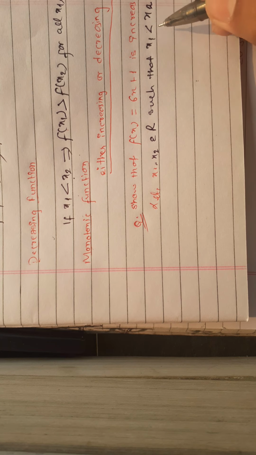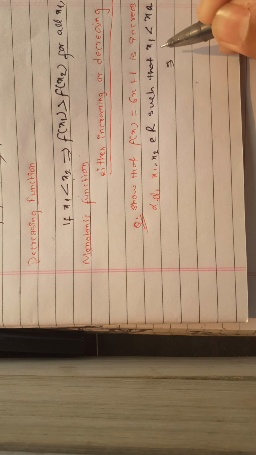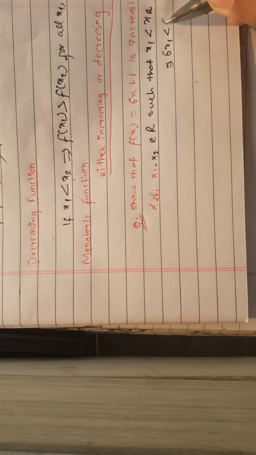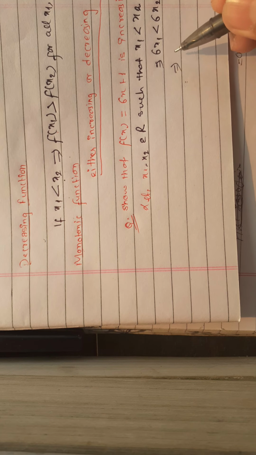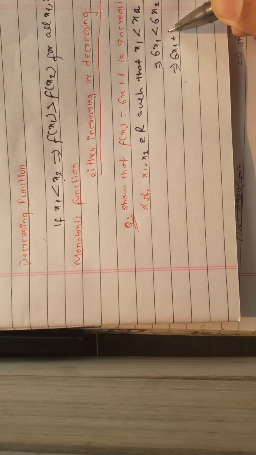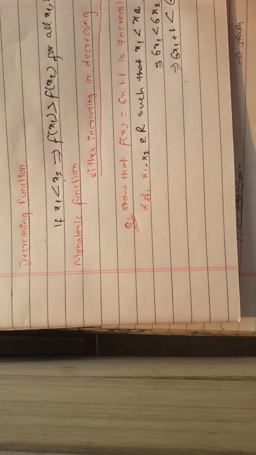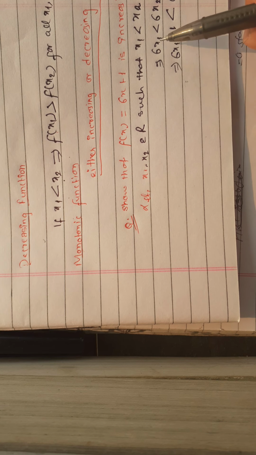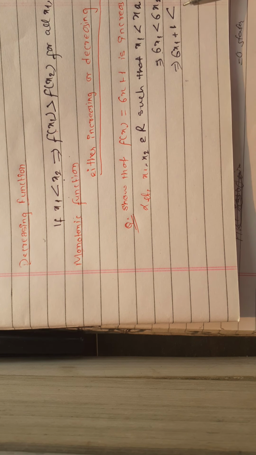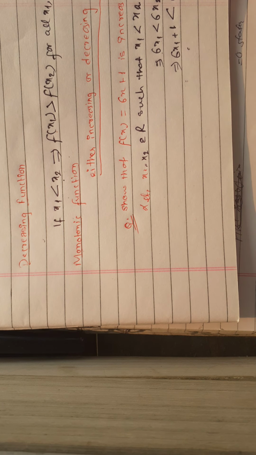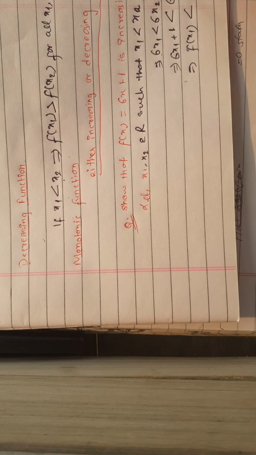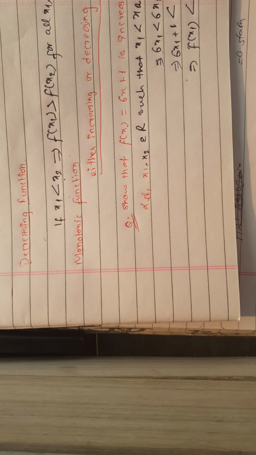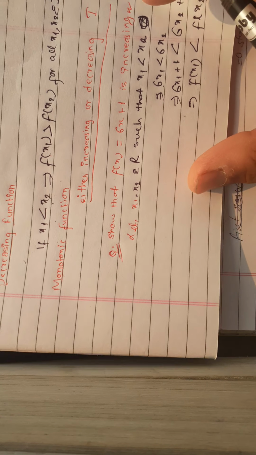This implies that if x1 is less than x2, we can write 6x1 will be less than 6x2. Okay, it is easy. Then when we add 1 on both sides, it will still be less. When we add the same number on both sides, it will be less than the second expression. So this is f(x1) and this is f(x2). So f(x1) is less than f(x2).